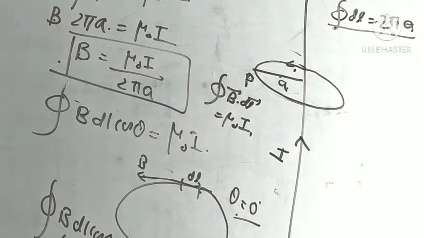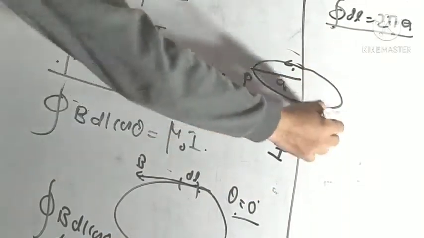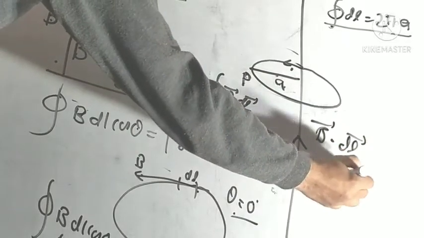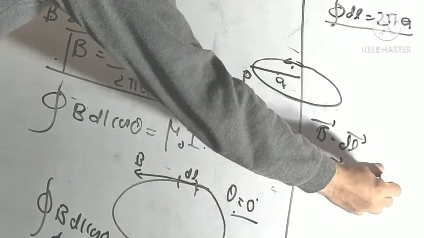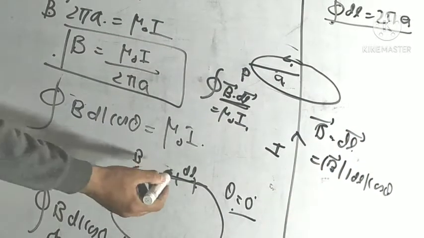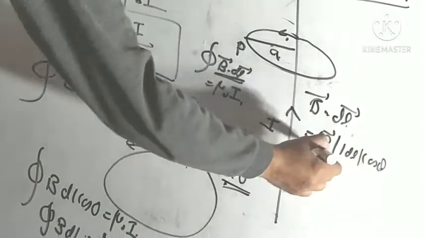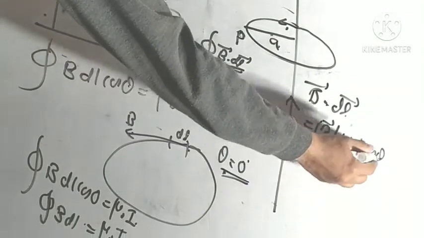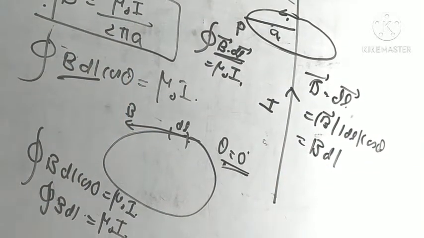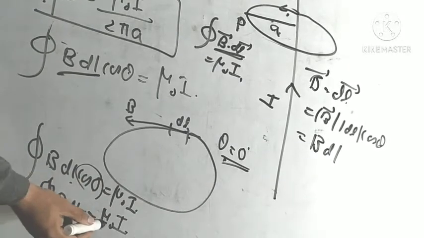Here this is a dot product, B dot dl, and the dot product is equal to the magnitude of B, times the magnitude of dl, times cos theta, where theta is the angle between B and dl. Here the angle between dl and B is theta equal to 0 degrees. We put theta equal to 0 here and we get B dl, and cos 0 is equal to 1. So B dl is equal to mu naught I.